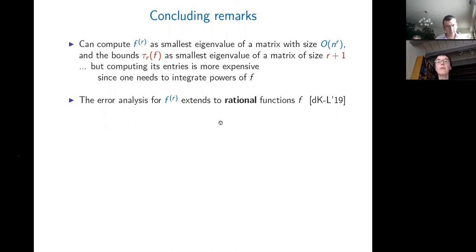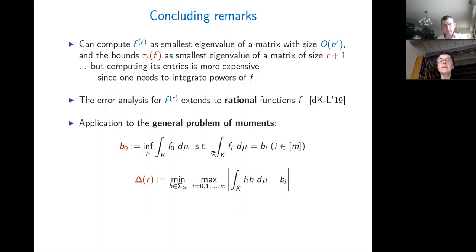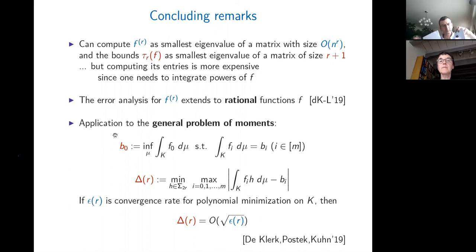The analysis for polynomials actually extends to rational functions. And the analysis for the bounds actually does tell us something not only for the polynomial optimization problem, but also about the general moment problem. Any error bound for the polynomial optimization problem translates into an error bound for the general moment problem at the price of losing a square root. So this analysis for polynomial optimization is applicable to a wider setting than just polynomial optimization.